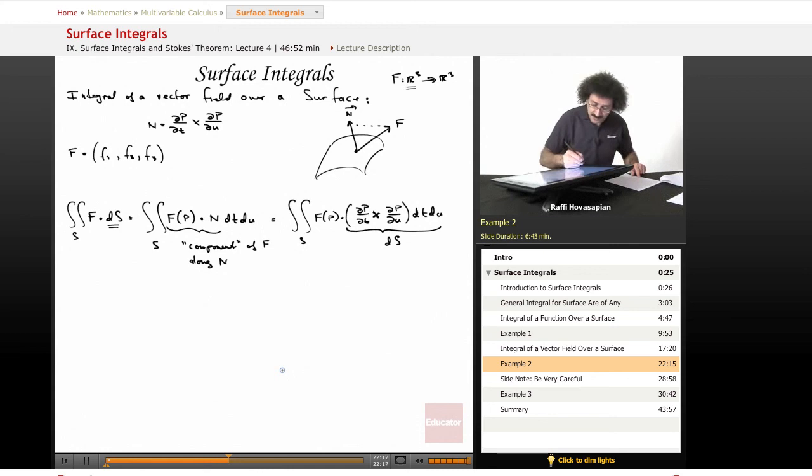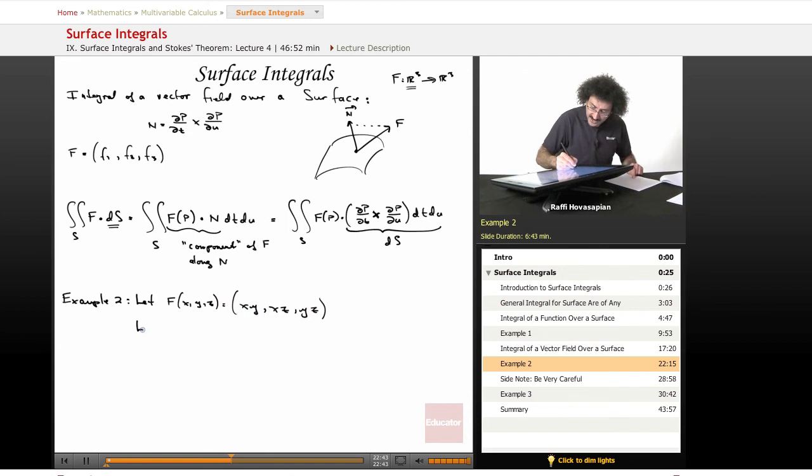Go ahead and do an example. Example 2. We will let f, our vector field of x, y, z, equal xy, xz, and yz.